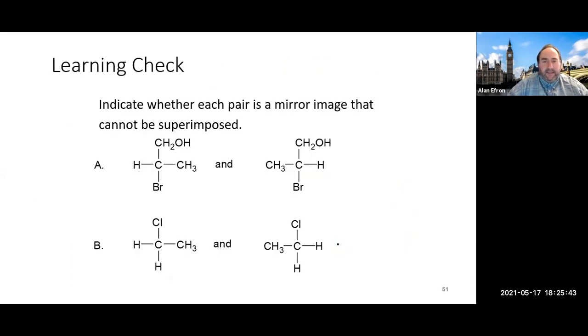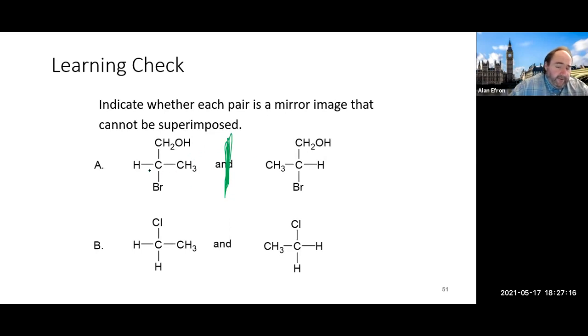All right, so why don't you take a second to determine whether each pair is a mirror image that cannot be superimposed. That's like a double negative there. So why don't you determine whether or not they cannot be superimposed. You could kind of imagine, by the way, in each of these cases that there's a mirror sitting right here, and they're sort of reflecting in each other.